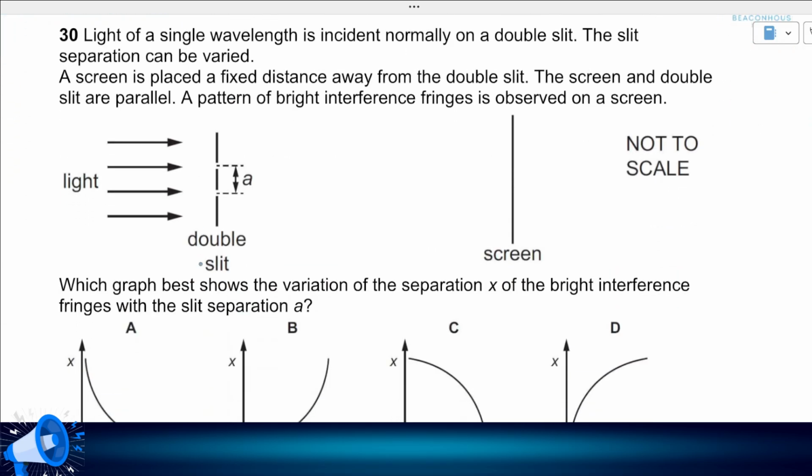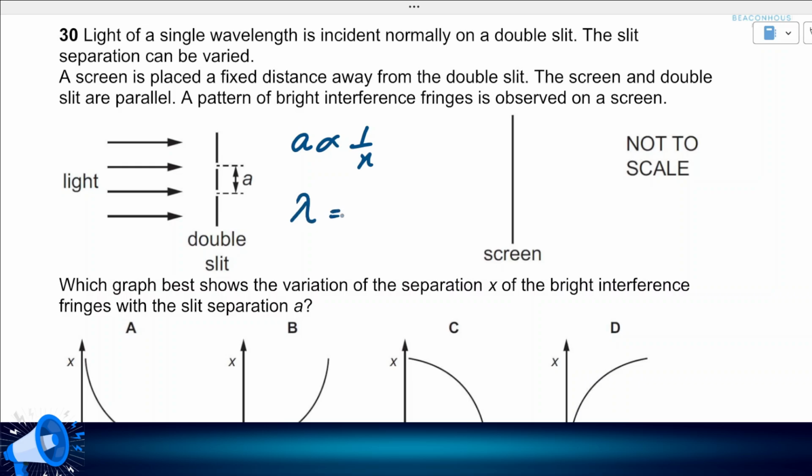Now we have the next one. We need to plot the graph of A against X. A is the slit spacing, X is the fringe spacing. A is the distance between the center of the slits, and X is the fringe spacing. So what is the relation between these two? Inversely. They are inversely proportional.